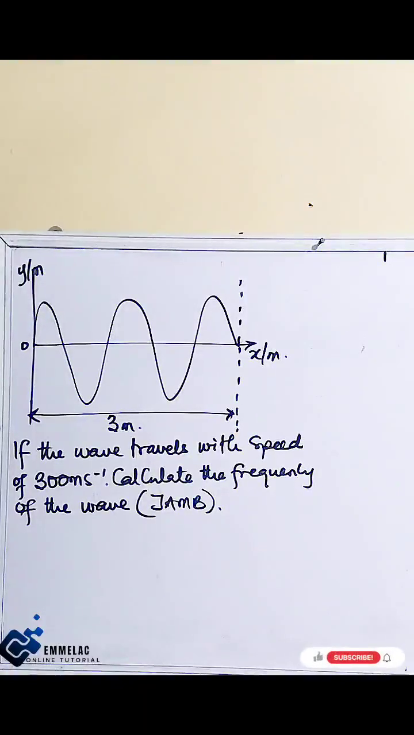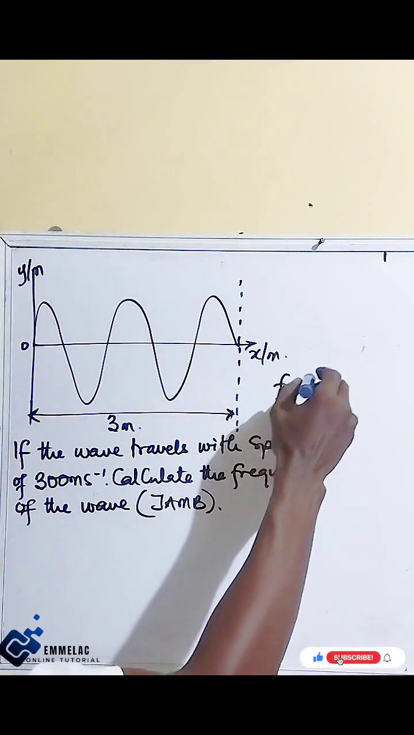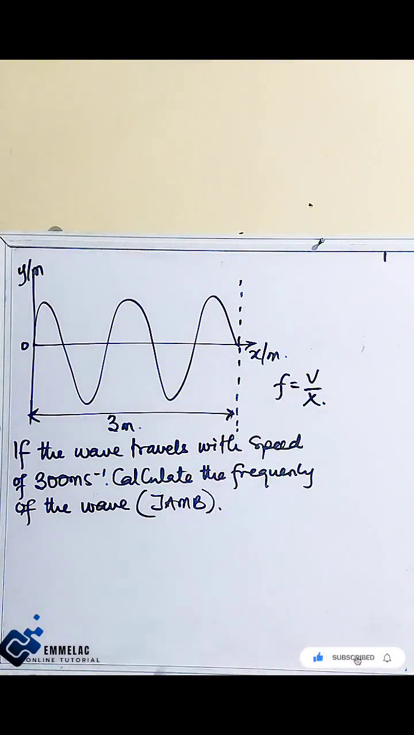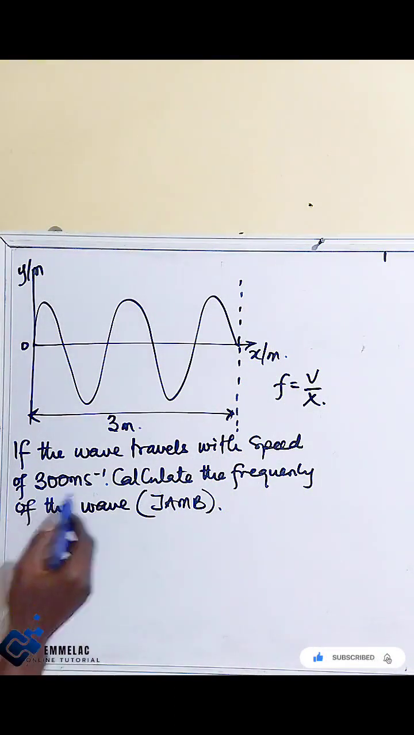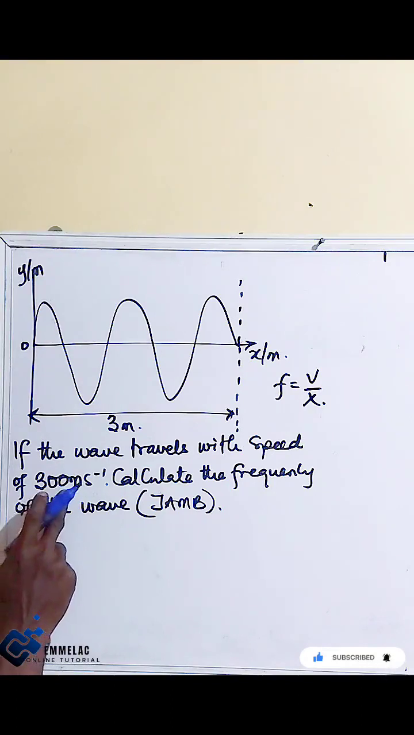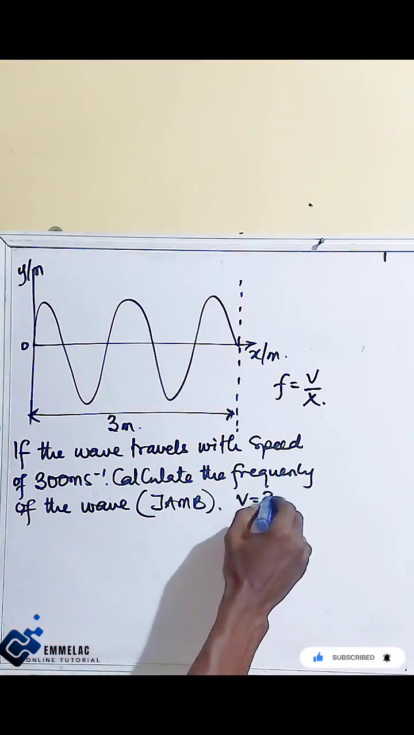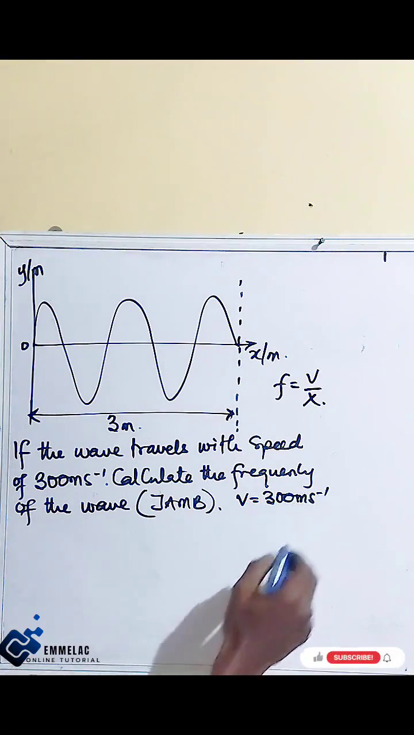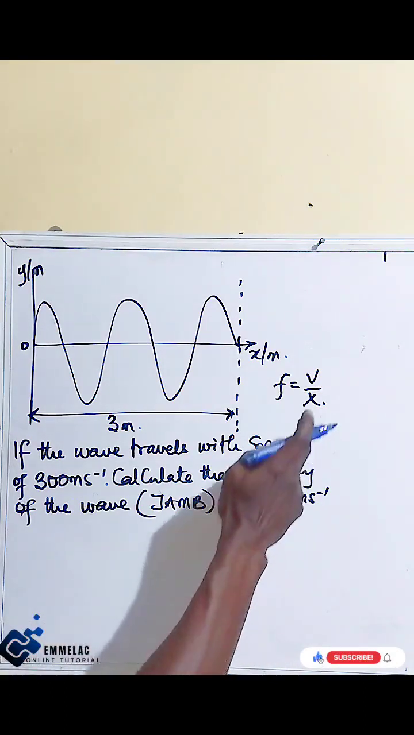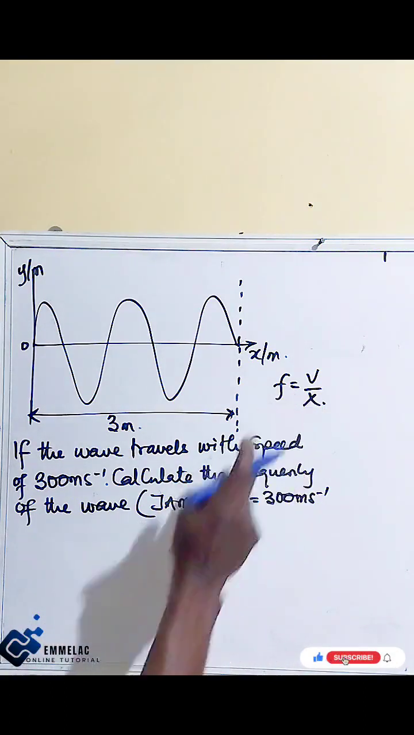Now let us look at this question. We are told to calculate the frequency. Let us recall that the frequency itself equals velocity all over lambda. Alright, and we are told that the speed is given as 300. The speed v equals 300. Now, the frequency is not known, and the lambda also is not known.